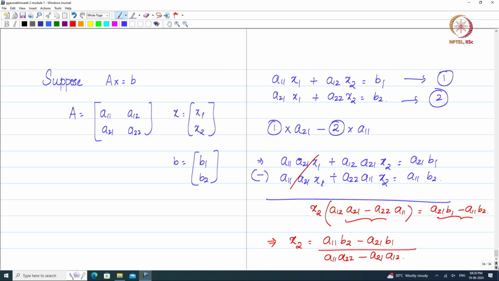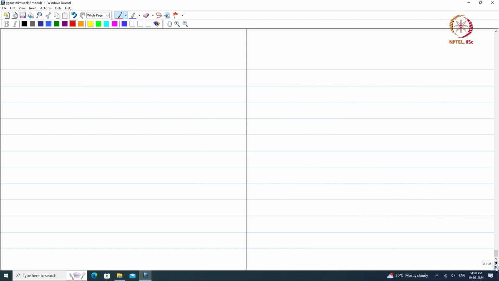Now if you substitute this value of x2 into the other equation, we will get the value of x1. x1 is also given by b1 a22 minus b2 a12, divided by a11 a22 minus a21 a12.